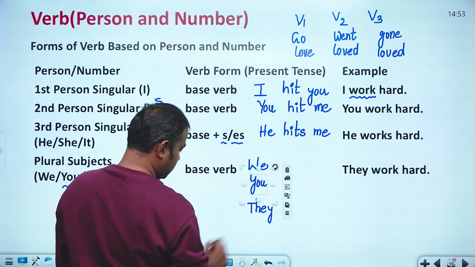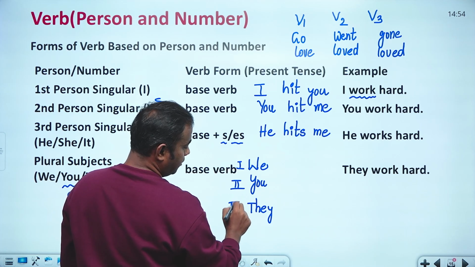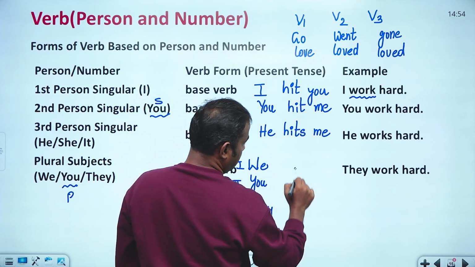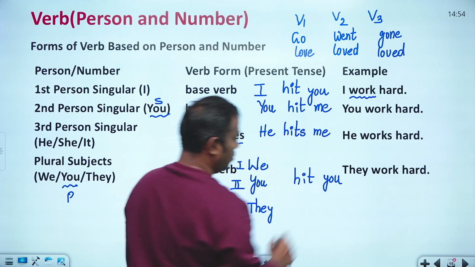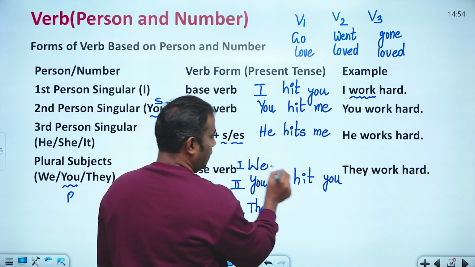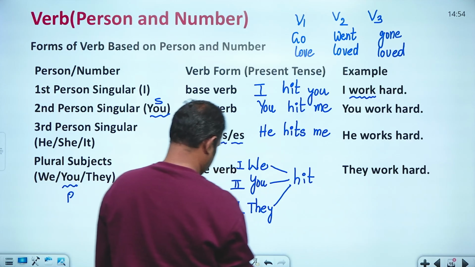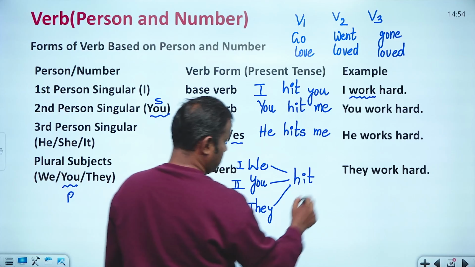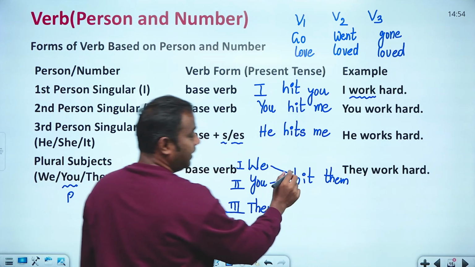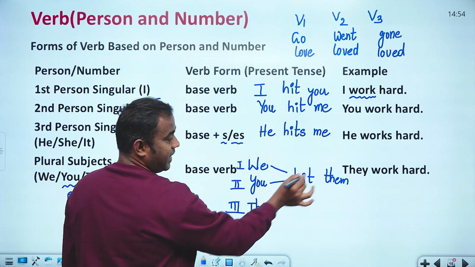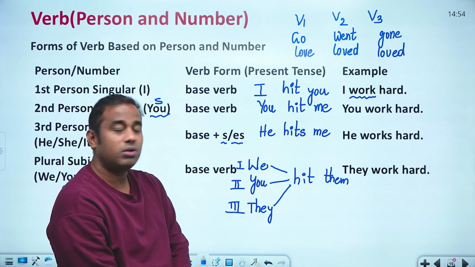So first person, second person, third person. Third person. Okay, we hit you. So the meaning is not going to change. We hit you, you hit you. And write them. We hit them, you hit them, they hit them. Okay, that's a simple sentence. So likewise you can form a sentence here.